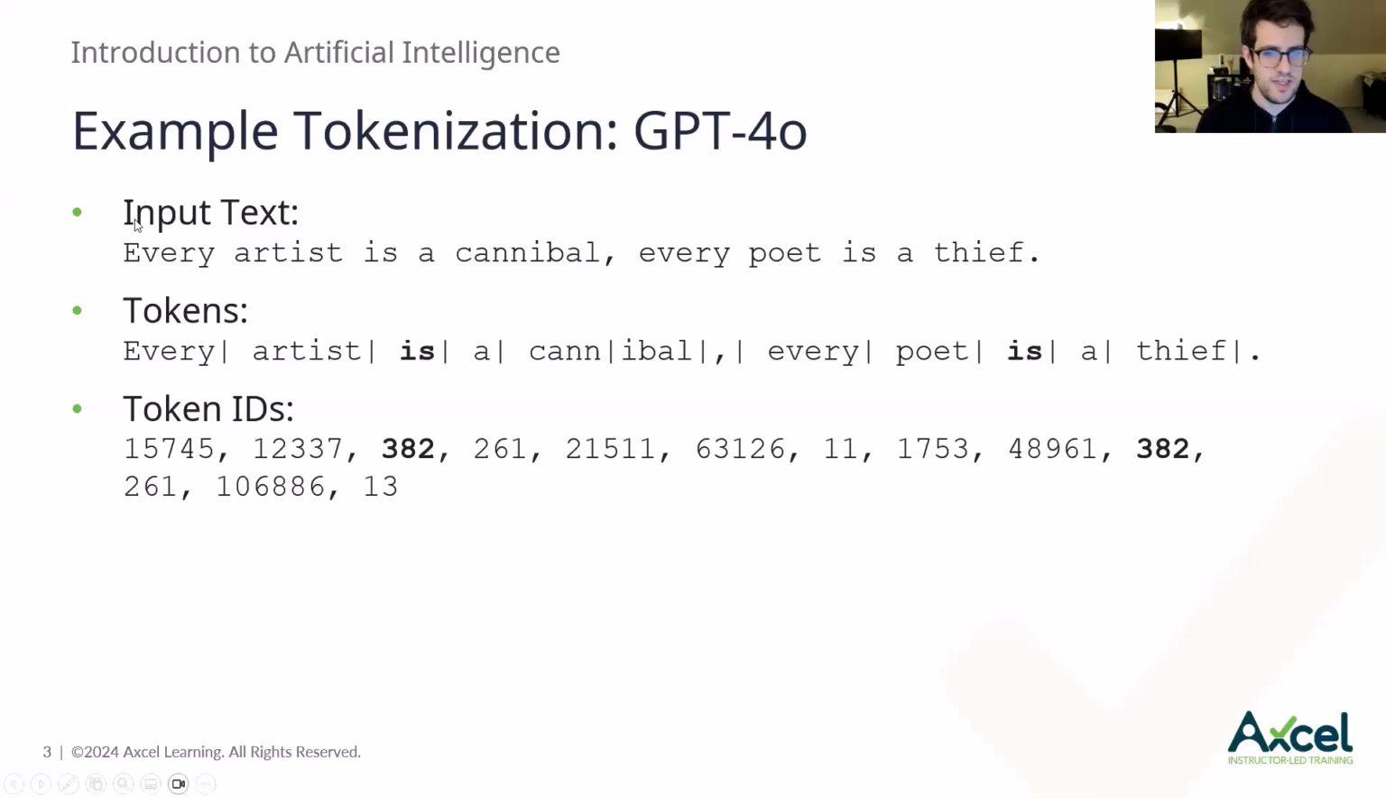And if we were to give it the input text, every artist is a cannibal, every poet is a thief, which if you know that reference, I'd love to see it in the chat. We would first tokenize that, and we can see here, the tokens are divided by these pipe symbols. So we have every, and then space artist, space is, space a, space can, and then ibble. So here we have the word cannibals divided up into 2 different tokens.